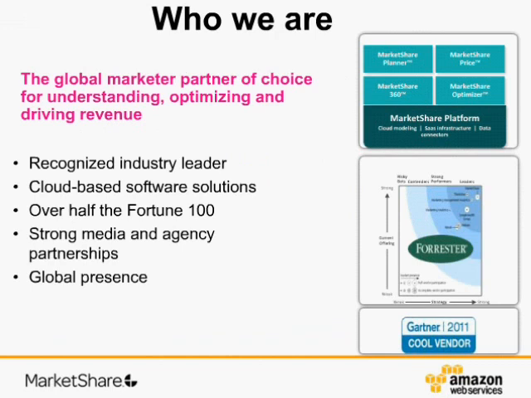Before we go into the technology and the architecture, let's talk about who we are and what we do. MarketShare brings different products for marketing analytics in the market. For media mix allocation or media resource allocation, we are the recognized industry leader. Forrester recognized us, Gartner in 2011 called us a cool vendor in that area. Over half of the Fortune 100 uses our cloud-based solutions to make the marketing more efficient or to attribute sales back to marketing spend.